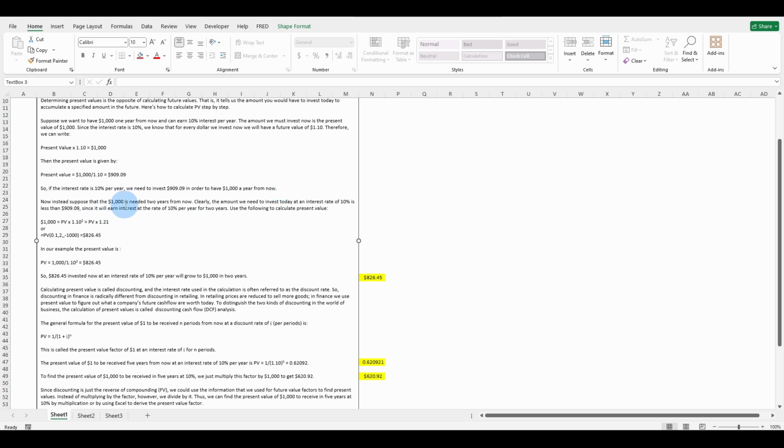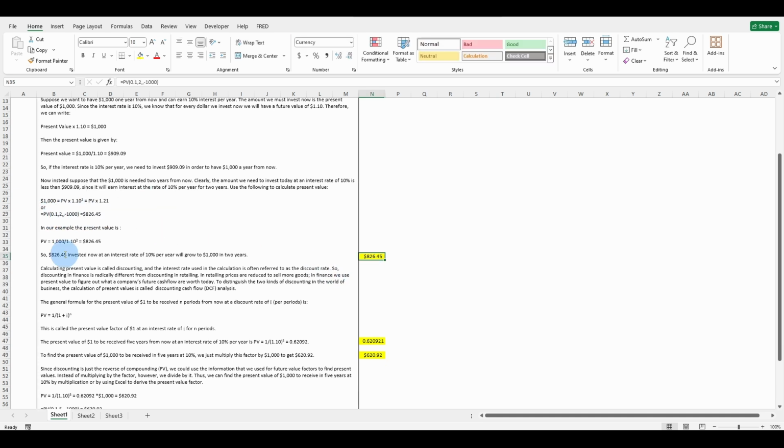Now, suppose that $1,000 is needed 2 years from now. Clearly, the amount we need to invest today at an interest rate of 10% is less than $909 for obvious reasons. Since it will earn interest at the rate of 10% per year for 2 years, we use the following to calculate present value. All we're doing is 1,000 equals present value times 1.10 to the power of 2, equals PV times 1.21. So PV equals 1,000 divided by 1.21, which is $826.45. So $826 invested now at an interest rate of 10% per year will grow to $1,000 in 2 years.